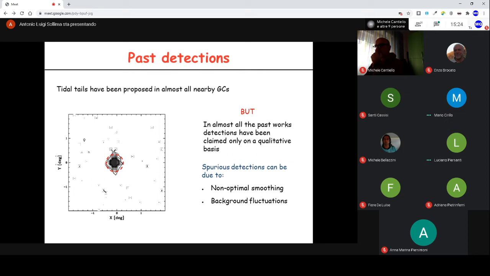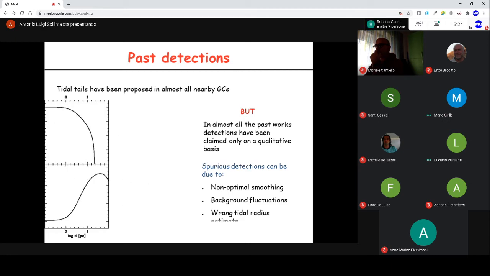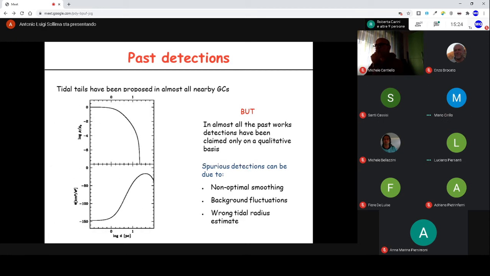Because you can also have a cluster which is entirely contained within the Roche lobe. For instance, this is the case of the top panel, the density profile, and the bottom panel, the effective potential profile. So there is a difference of a factor of 2, in this case, between the tidal radius and the Jacobi radius. This is important because when you look at tidal tails, you would like to look at all those stars which are unbound, while the stars contained between the tidal radius and the Jacobi radius are still bound to the cluster.